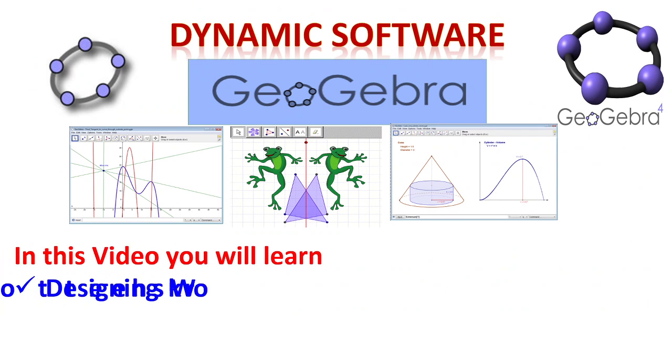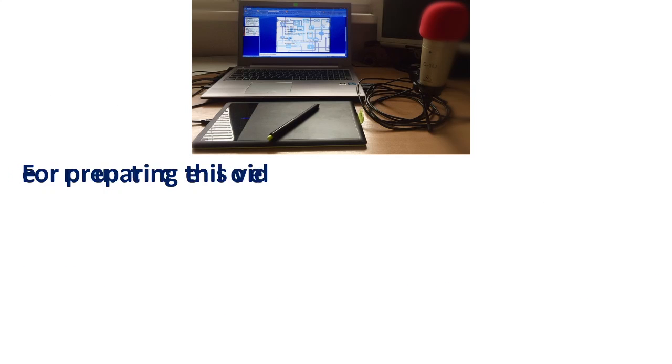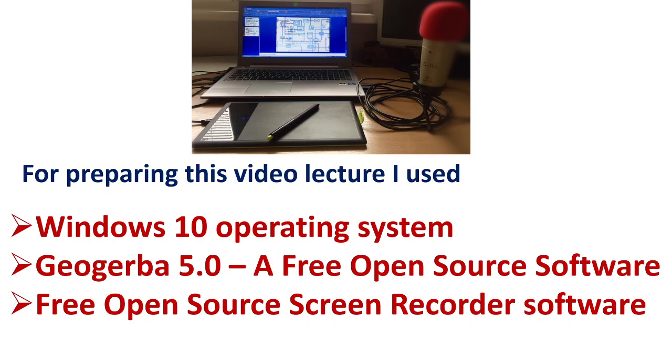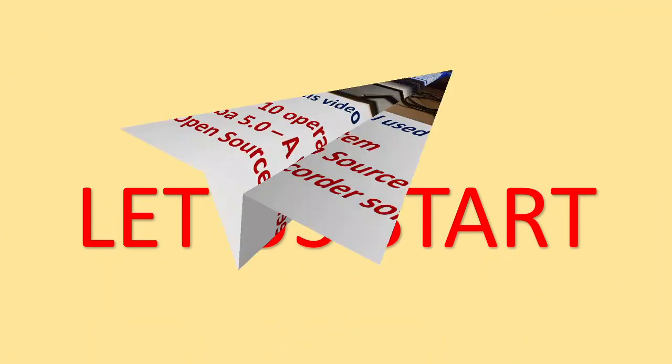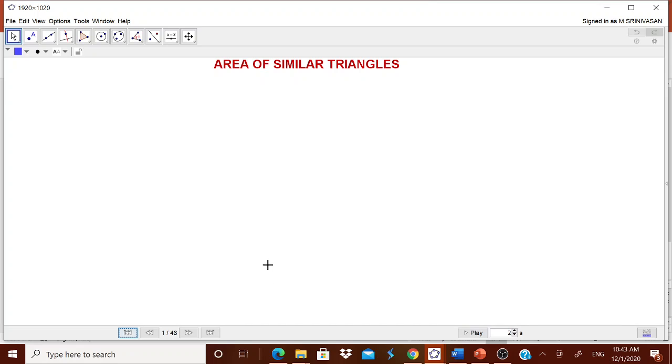In this video, you will learn designing worksheet to verify property of area of similar triangles. For preparing this video lecture, I used Windows 10 operating system, a licensed version, GeoGebra 5.0, a free open source software, and free open source screen recorder software. Let us start. Let me show you what type of worksheet we are going to prepare.